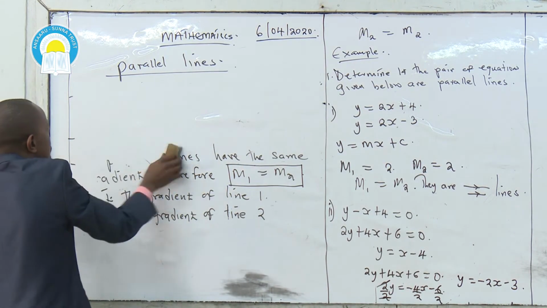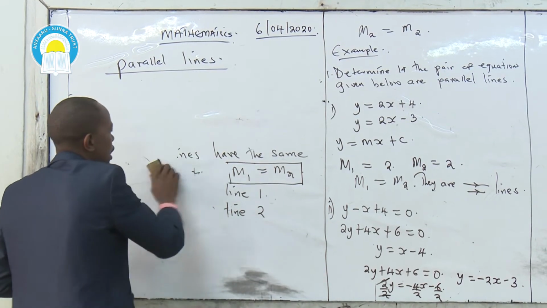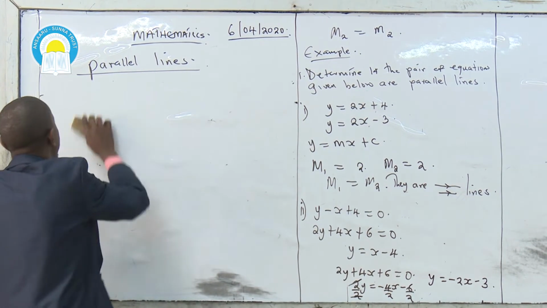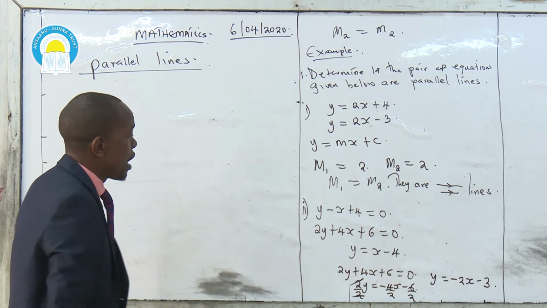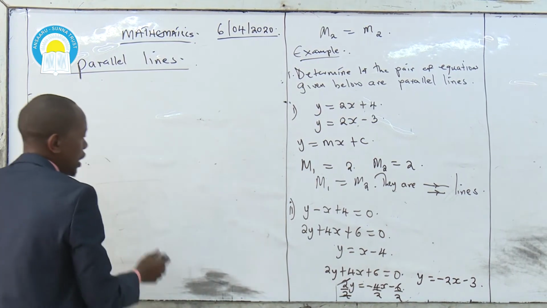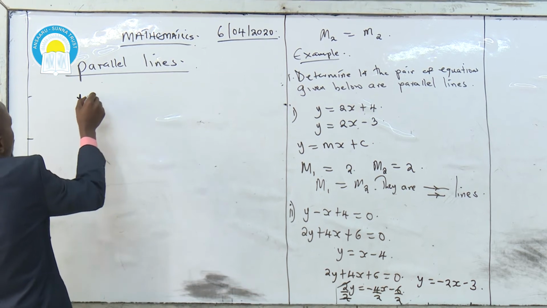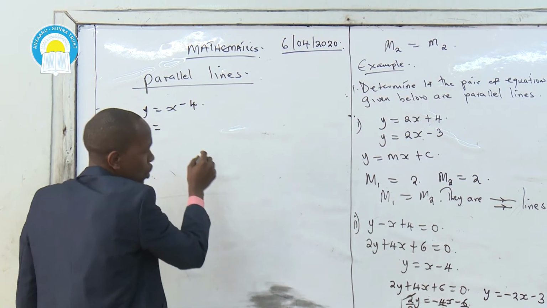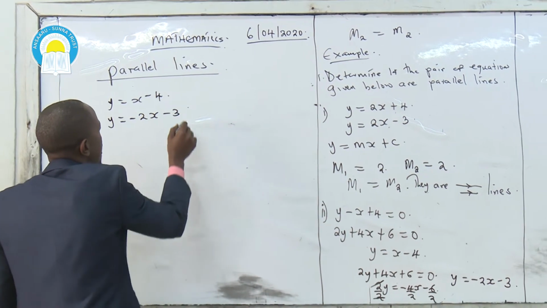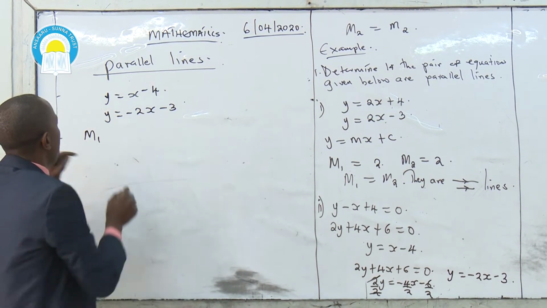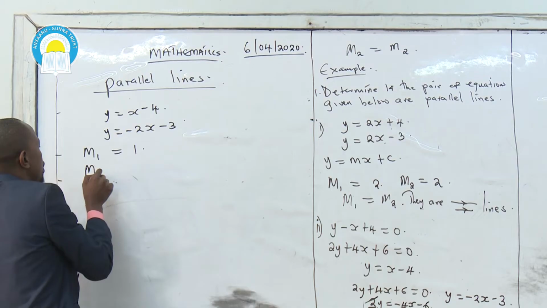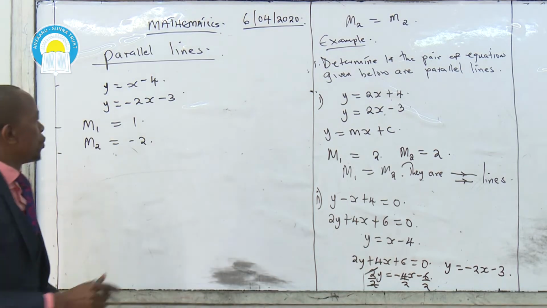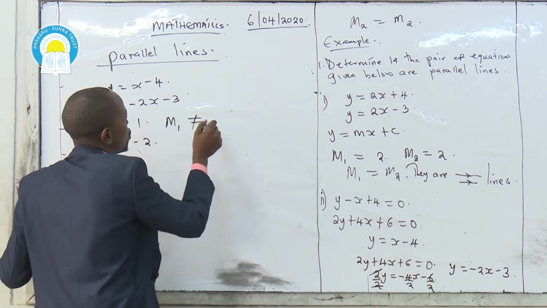What is left is to state the gradients and check if they are the same, because for lines to be parallel, they must have the same gradient. Now, line 1 is y is equal to x minus 4, and line 2 is y is equal to negative 2x minus 3. So our m1 is equal to 1, and our m2 is equal to negative 2. You realize that they are not the same gradient. Now we say m1 is not equal to m2.